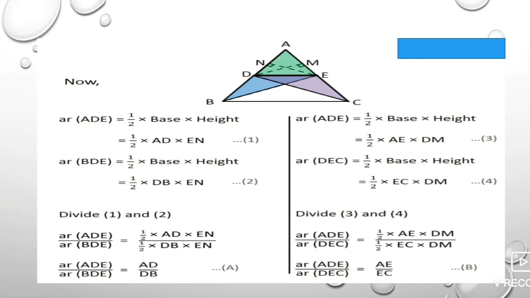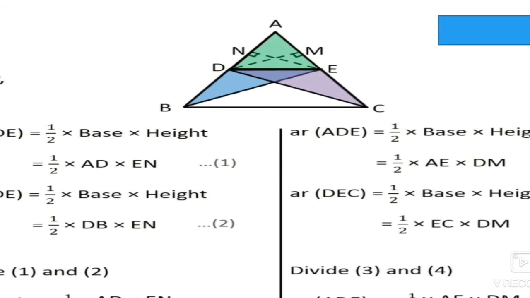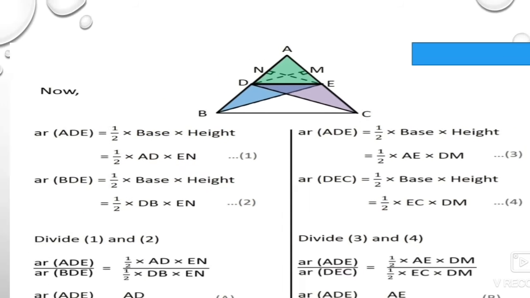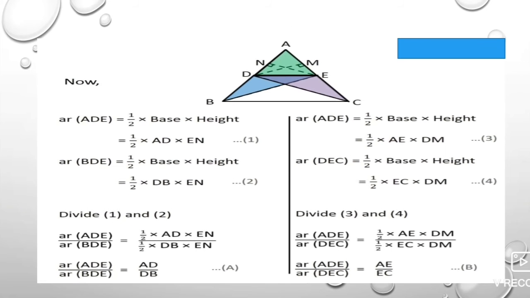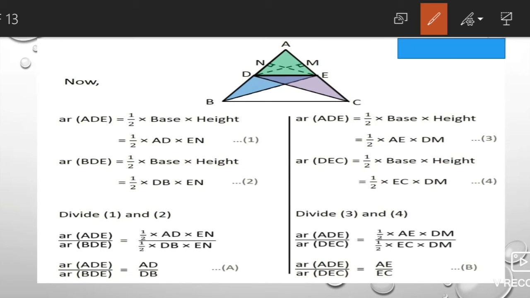Here, as you can see, after joining these points and after drawing these perpendicular lines, there are some triangles on the figure. One is green, one is blue, another one is sky color, another one is violet color. Now check the proof. Area of ADE means the green triangle. You know the formula of area of triangle is half into base into height, right?